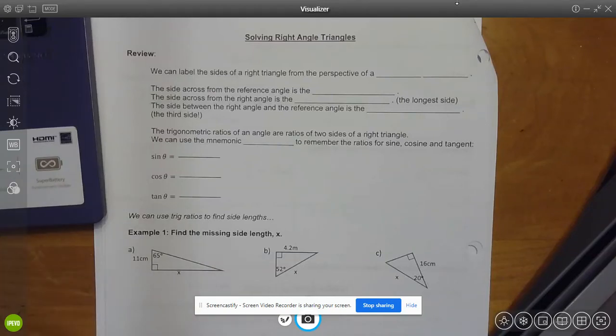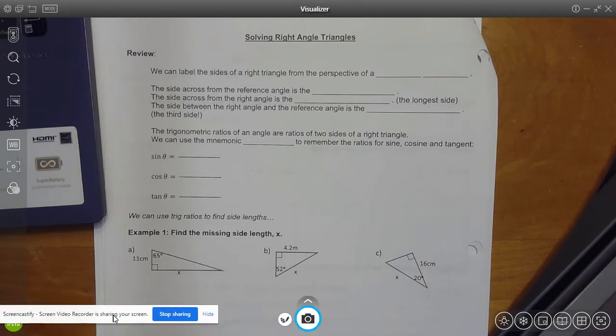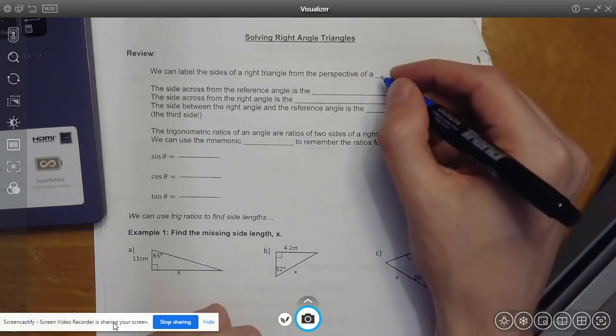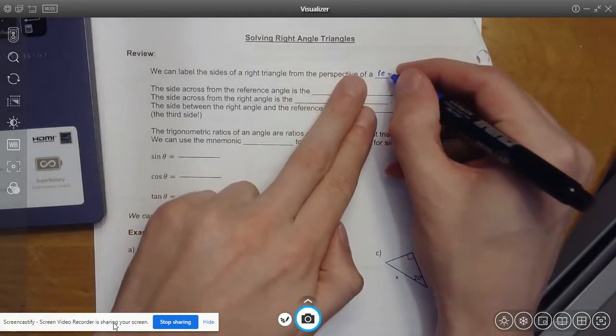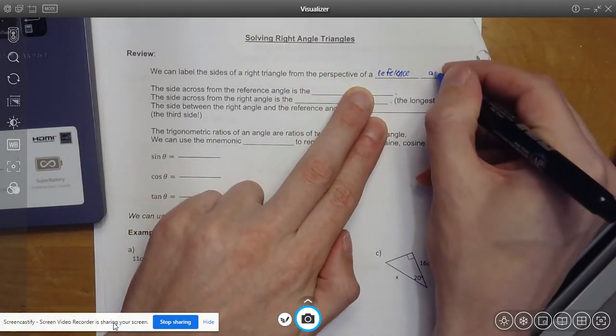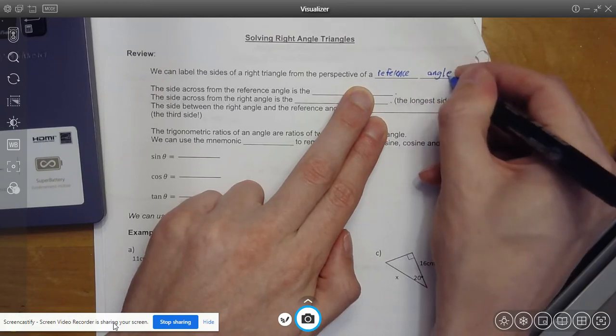Okay, in this video, we're going to go over how to use the primary trigonometric ratios to solve for angles and sides in triangles. So we learned in class, we can always label the sides of a right triangle from the perspective of what we call a reference angle. We'll go over some of these terms quickly, and then we're going to do a few problems in this video.